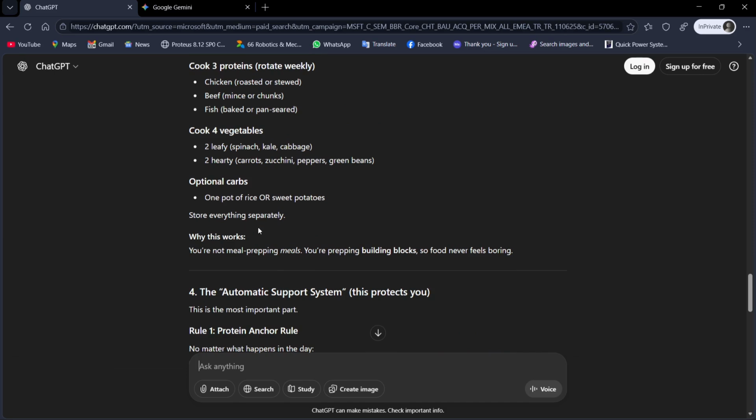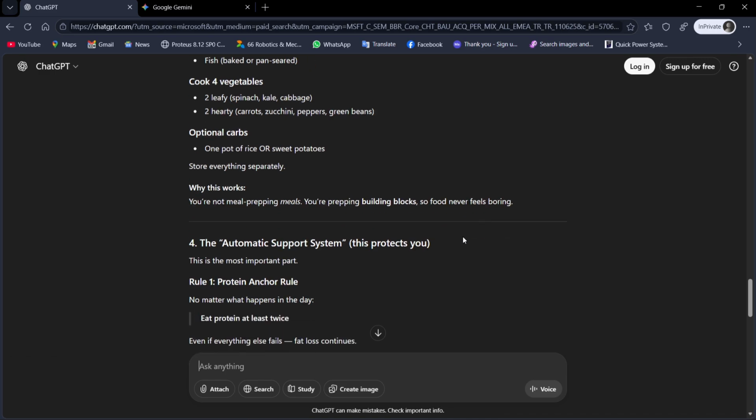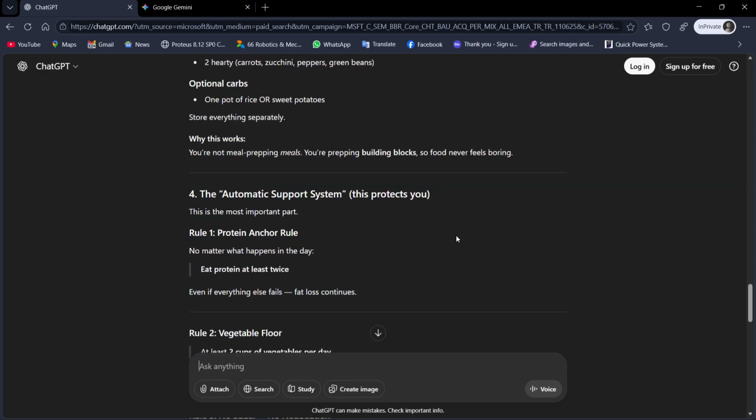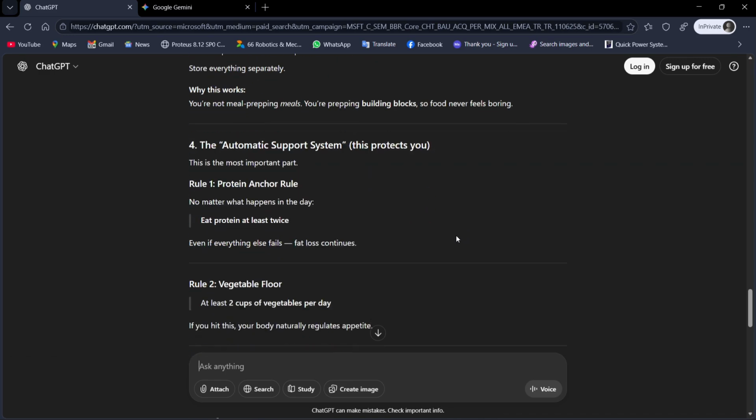Store everything separately. Why this works: you're not meal prepping meals, you're prepping building blocks so your food never feels boring. This is also another interesting approach where food doesn't seem like something boring to you but something interesting.